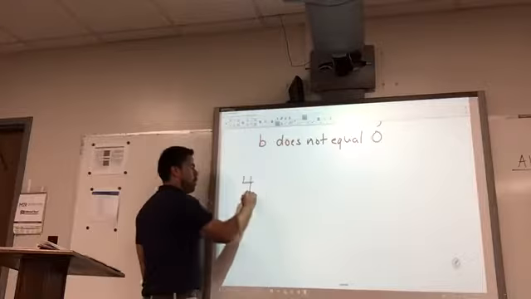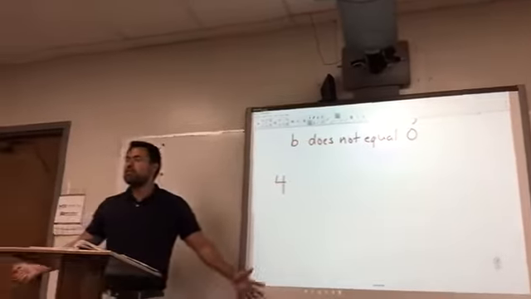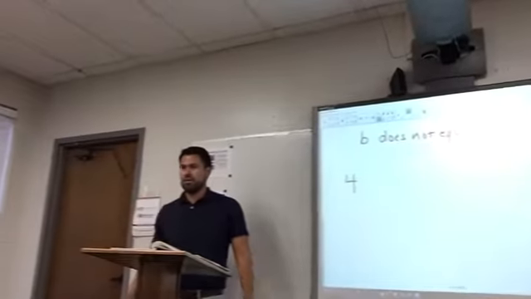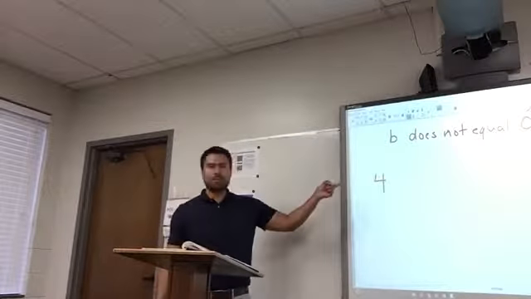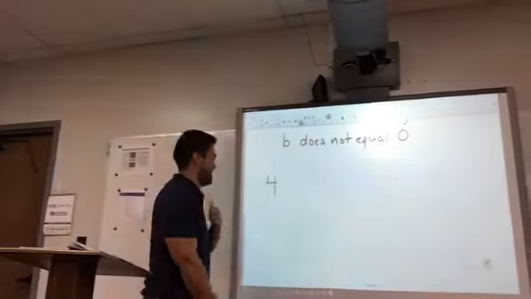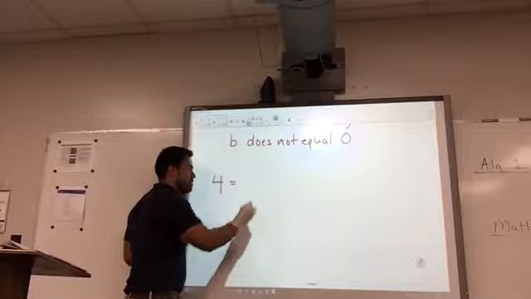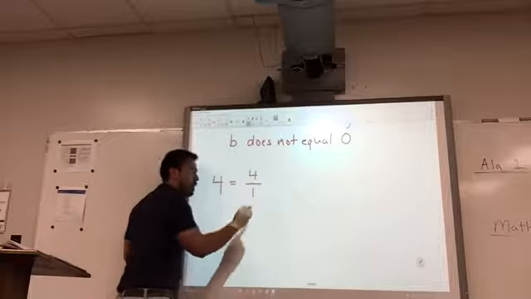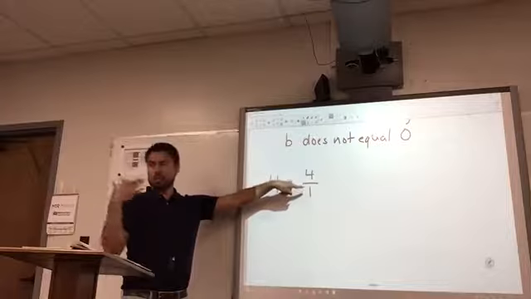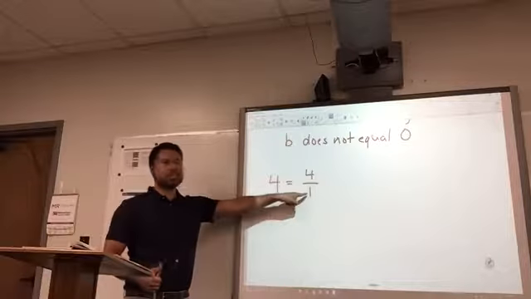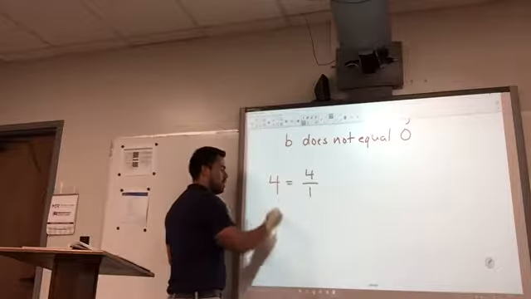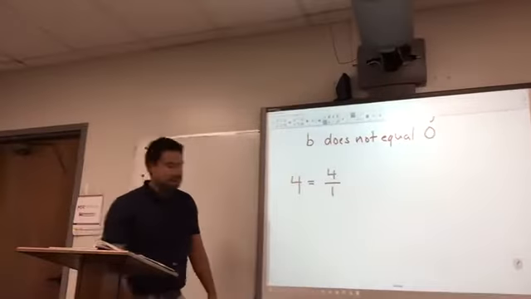The number 4. According to the definition of rational numbers, is 4 a rational number? Yes. Can that be written as a fraction of integers where the denominator does not equal 0? Yes. Give me an example. 4 over 1. Are 4 and 1 both integers? Yes. Is this a 0? No. That 4 is a rational number. Okay, that one's not too bad.